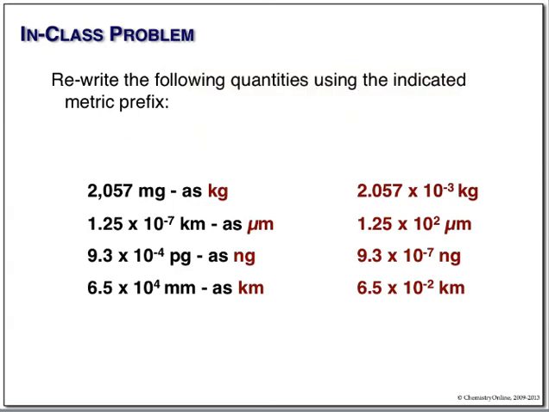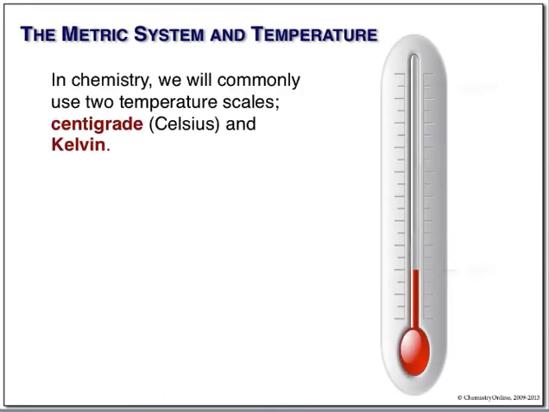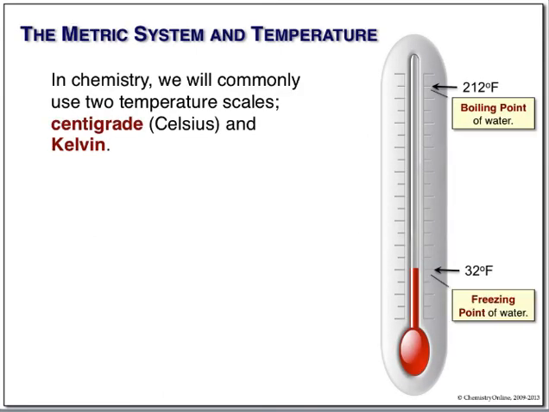The last thing we'd like to talk about here is the metric system and temperature. In this country, we're familiar with the Fahrenheit scale, where water freezes at 32 and boils at 212 degrees Fahrenheit. In the sciences, we tend to use the centigrade scale. Water freezes at 0 and boils at 100 degrees centigrade.